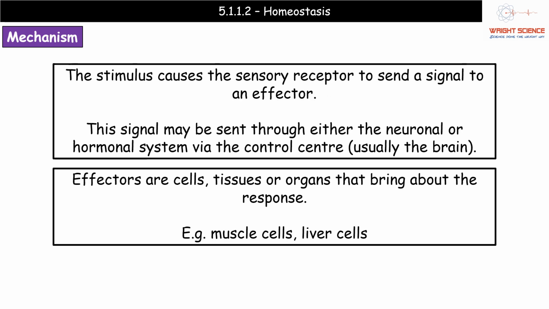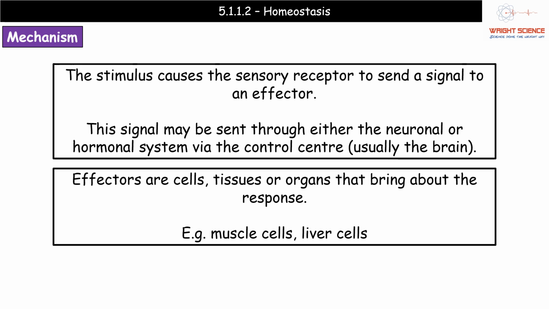Now, when we've actually got that stimulus causing that sensory receptor to send the signal to the effector, then there's two ways it could get there. The first way is through the neuronal system, and the second is through the hormonal system. So what we're seeing here is there are two different communication pathways that the body could employ. And we're going to look at both of those in more detail in future sections of Module 5.